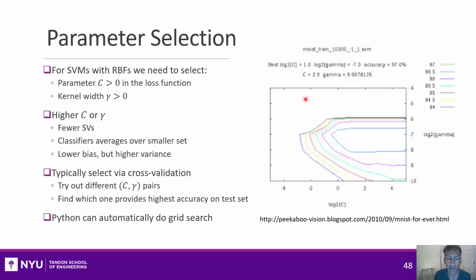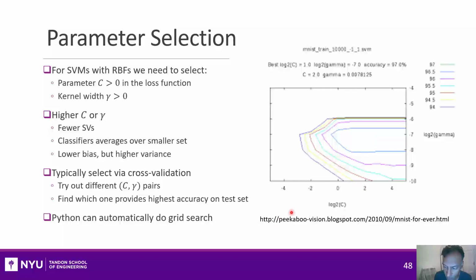So this plot on the right does exactly this cross-validation for the MNIST data that we saw earlier. In this case, we're looking over both values of C and values of gamma, and these contour plots show the lines of the test error for different C's and gamma. Then you can pick the C and gamma which gives you the lowest test error, or highest test accuracy.